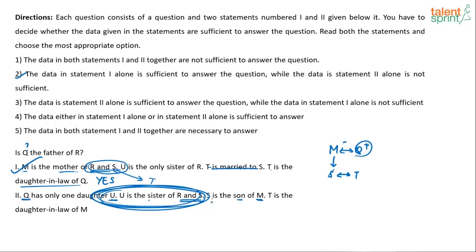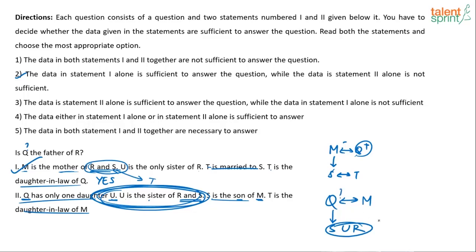S is the son of M. Remember, that does not mean that M is the father of S. M could be the father of S, M can be the mother of S. Both are possible. So the only thing that we can figure out from the first 3 parts here is that Q and M are married to each other and their children are S, U and R. And T is the daughter-in-law of M. So T is married to one of these 3 persons.